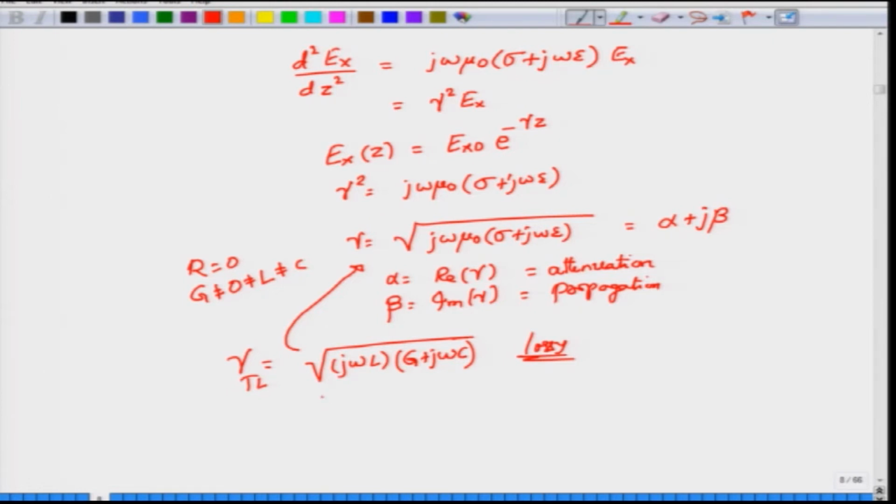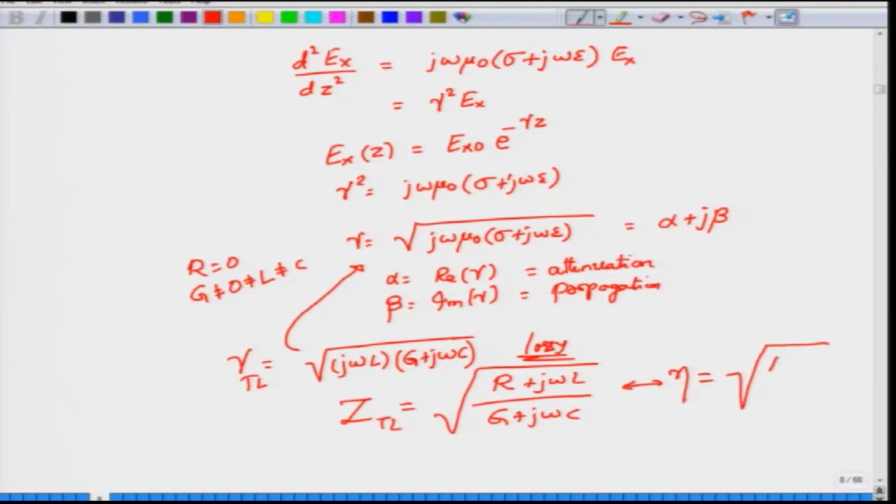Now, you may also find out the impedance that we are going to write. Earlier, the characteristic impedance of a transmission line when it was lossy was given as the square root of r plus j omega L divided by g plus j omega c. So, by taking this analogy between the transmission line and the lossy medium that we are considering, the characteristic impedance, or the wave impedance, or the intrinsic impedance of the medium when the medium is lossy would be correspondingly given by the square root of j omega mu naught divided by sigma plus j omega epsilon.